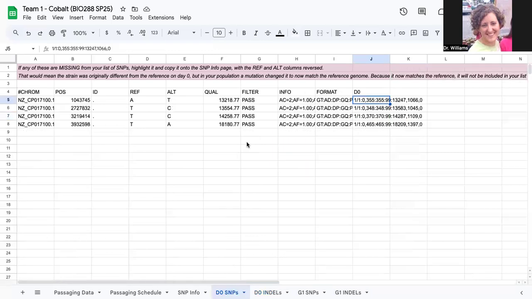One thing that's a little bit tricky is if you have one that gets lost, you need to reverse the reference and the alt columns. Because effectively, you started with the alternate base at day zero, and you went back to the reference over time. And so you'll want to flip-flop those for the purpose of looking at what changed in the protein.